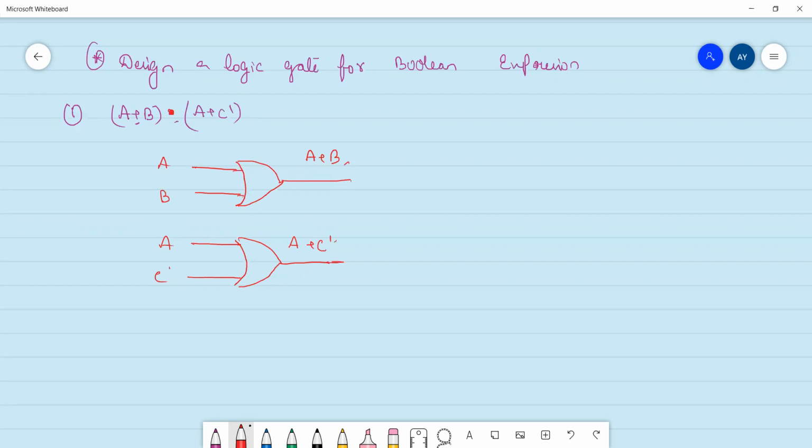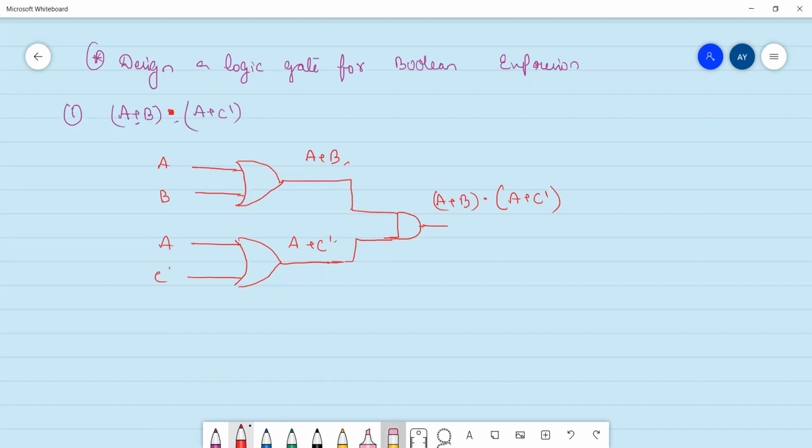So how will you make a connection? Just draw it like this, and we are talking about AND over here. So what will be the logic diagram for AND? It is like this. So this will be A plus B into A plus C dash. This is the logic diagram for A plus B into A plus C dash. Now we will move on to the next one.